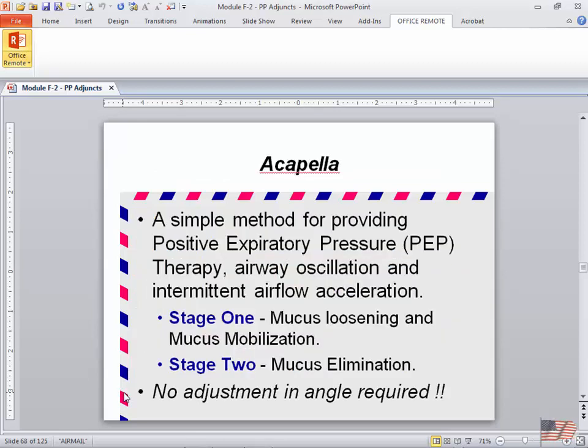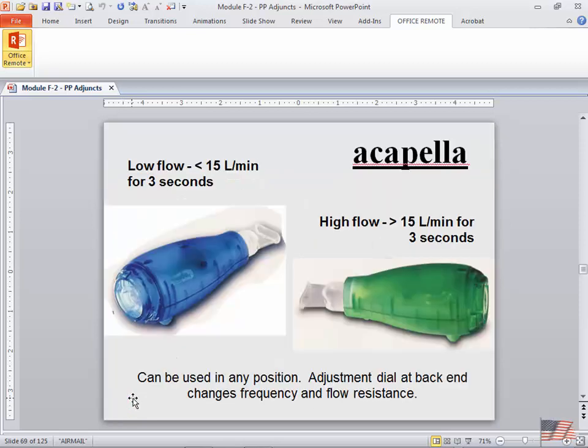That's the flutter. Steel ball. Gravity. The second one is called an Acapella. Again, creating PEP, but the positive expiratory pressure is variable. It oscillates. It changes. Same two components. The nice part about the Acapella is it's not gravity dependent. The position of it doesn't matter. Rather, what we're doing is adjusting a dial in the back that's going to allow us to have a differing amount of resistance that we're exhaling against.